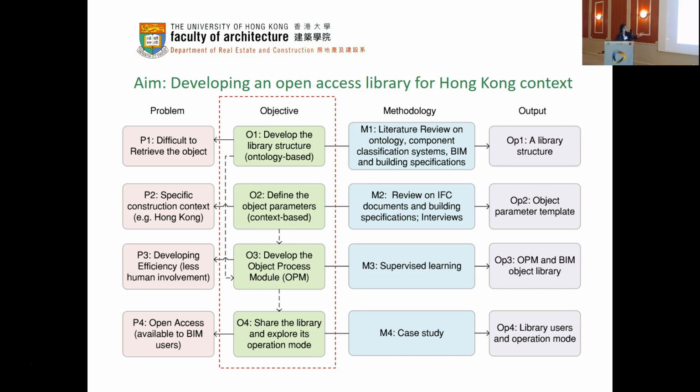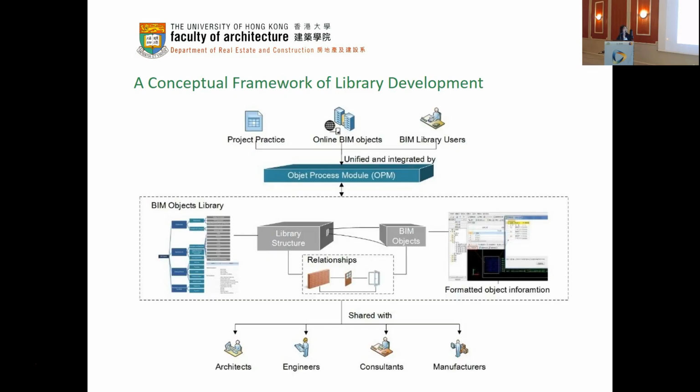So the 4th objective is to share the library and explore its operation mode to achieve the aim of open access. So here's what we got. Basically, this is a conceptual framework to illustrate our ideas. You can see in the middle of the graphic, the BIM object library actually consists of 3 components, which is library structure, BIM objects, and the relationship of the objects.